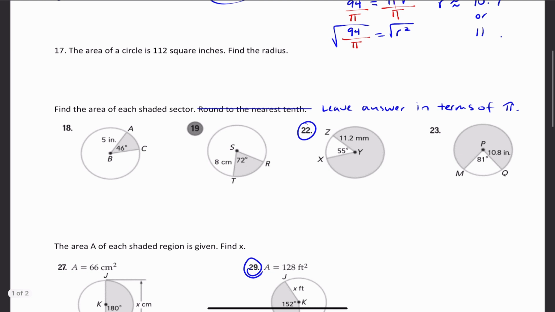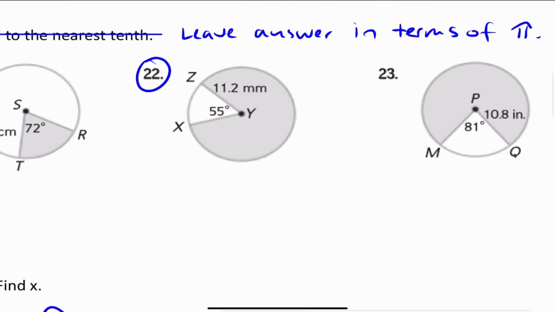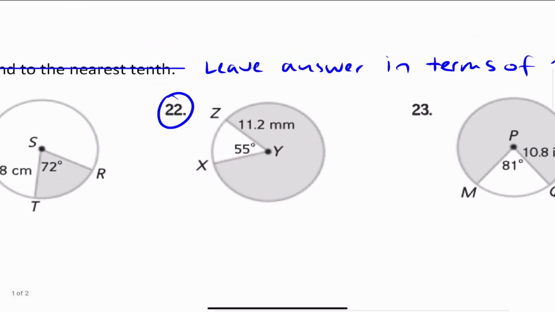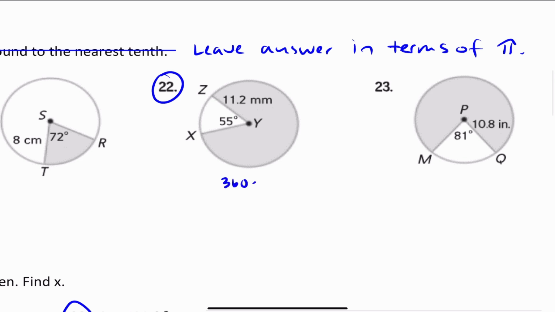Okay, so here, 18 to 23, find the area of each shaded sector. This one, I want you to leave your answer in terms of pi, so don't round to the nearest tenth. For 22, we're going to find the area of the shaded region. So this is what I'm looking at right now, the shaded region. Notice that this angle here is 55 degrees. So all I have to do is 360 minus 55. That's 305.